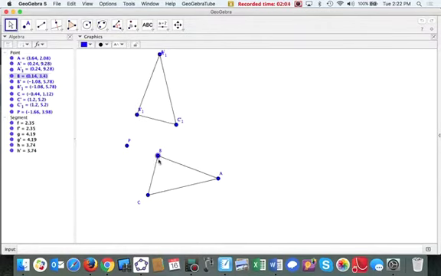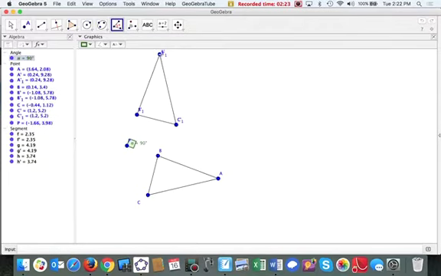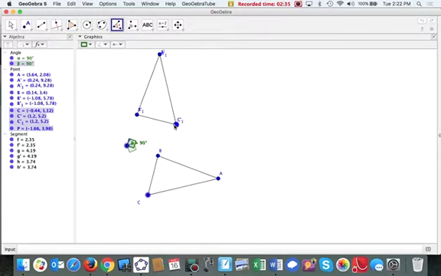The next thing they want me to do is to measure the angle A, P, A prime, and then B, P, B prime, C, P, C prime, and compare those angle measures. So here I'm measuring angle A, P, A prime. Oh, it's 90 degrees. B, P, B prime. Look, that's also 90 degrees. And finally C, P, C prime, and they're all 90 degrees.